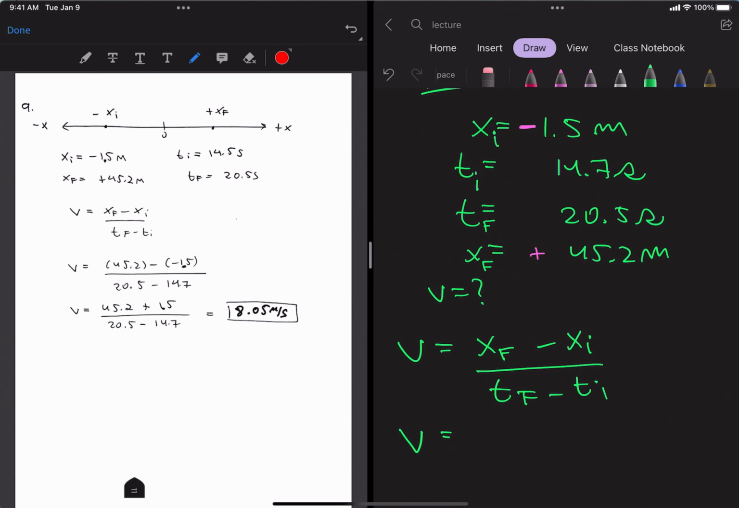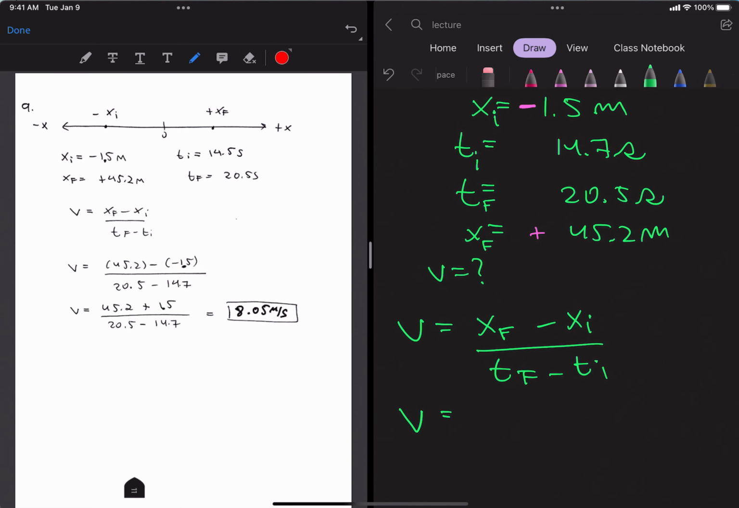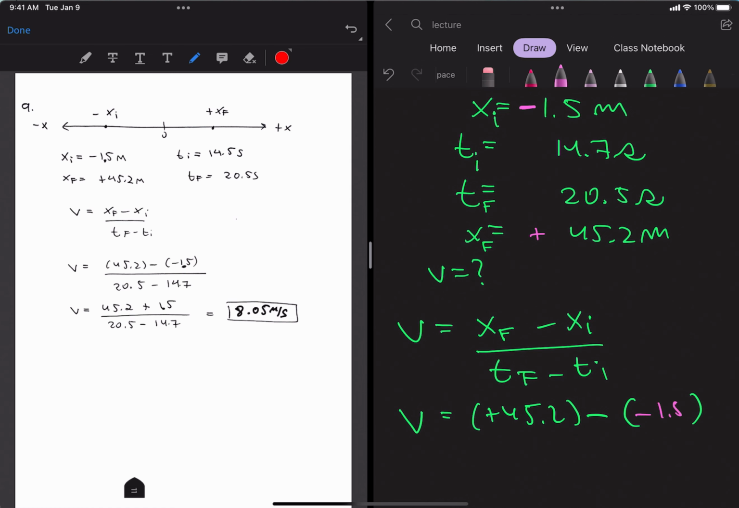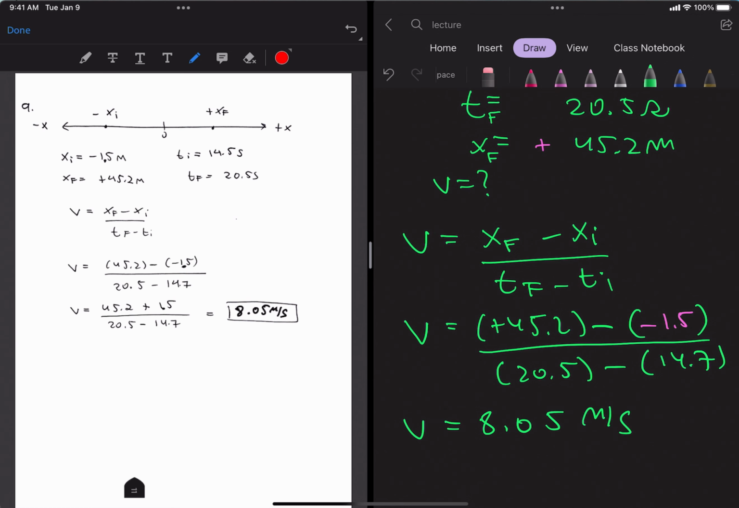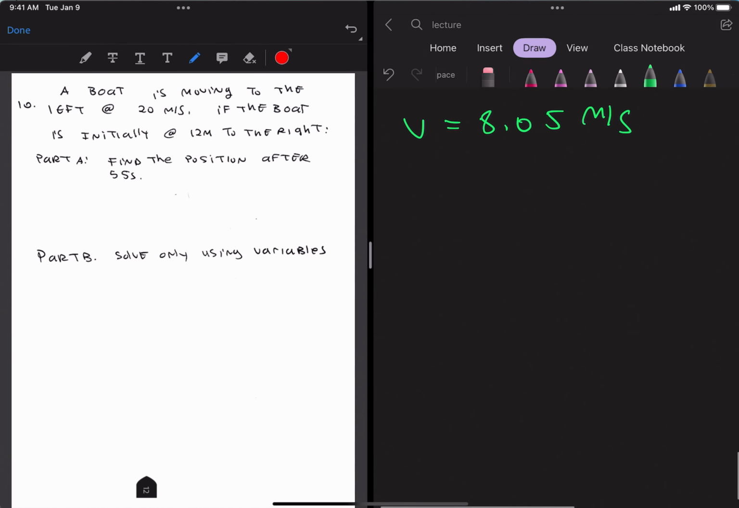So we're going to just rewrite. Velocity is going to be final position, which in this case is positive 45.2, minus the initial position, which is negative 1.5, divided by the final time, which is 20.5, minus the initial time, which is 14.7. And calculating that should give you 8.05 meters per second. Okay, and let's do the next one.